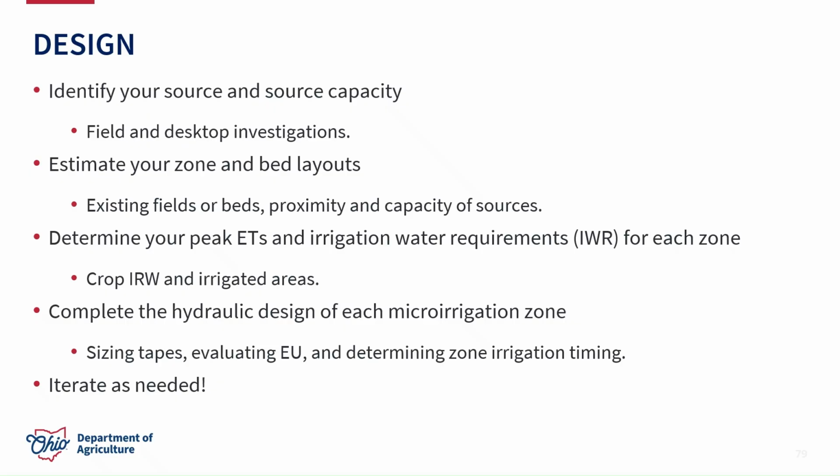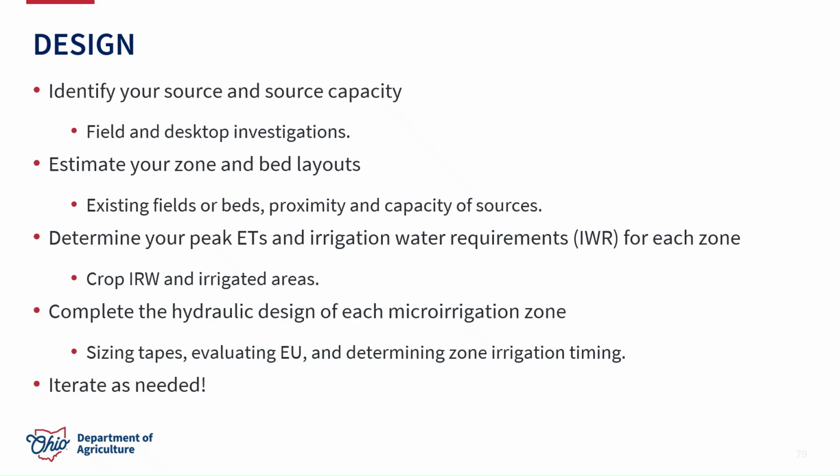From there, you'll need to estimate your zones and bed layouts. How does the producer want to irrigate this field? Are there existing fields and beds, or how are these fields and beds located in proximity to the different sources, and what is the capacity of that single or those multiple sources? From there, it's a good idea to determine what our peak evapotranspiration is, and therefore what our irrigation water requirements are going to need to be for each zone. That's going to be based on, right, that irrigated area and that crop ET, peak ET in the summer.